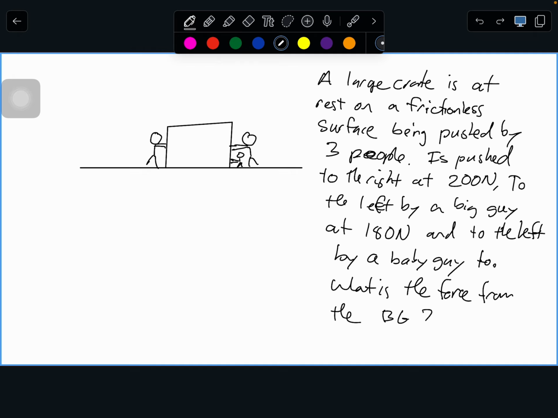Okay, free body diagram, I'll do it in blue. We'll emphasize it. Well, it doesn't have to be right there. So this guy is pushing it this way at 200 newtons. The big guy on the left side is pushing it this way at 180 newtons. And we can thicken up the circle right here because we add a second guy pushing it left. And this is the force from the baby guy. We'll just call it B.